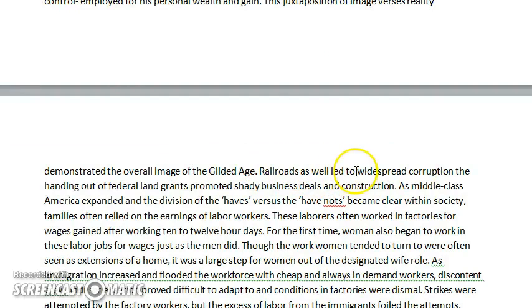Railroads as well led to widespread corruption. The handing out of federal land grants promoted shady business deals and construction. As middle-class America expanded and the division of the haves versus the have-nots became clear within society, families often relied on the earnings of workers. These laborers often worked in factories for wages after working 10 to 12 hours a day. For the first time, women also began to work in these labor jobs for wages just as the men did. Though the work women tended to turn to was often seen as an extension of the home, it was a large step for women out of the designated wife role.